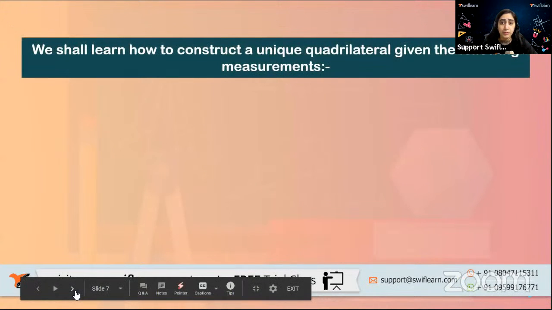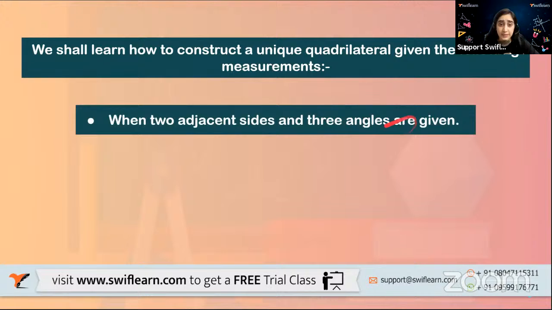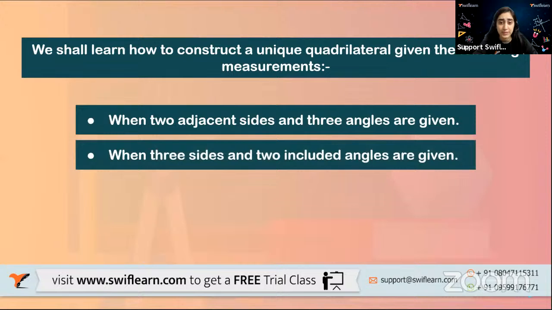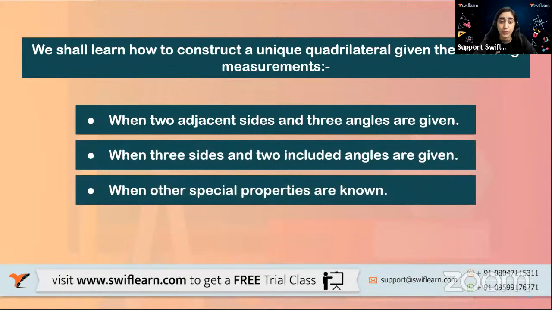These are the unique ones. They are when two adjacent sides and three angles are given. So two adjacent sides and three angles are given. This is the third one, all right. And the fourth one would be when three sides and two included angles are given, all right. And the other one is when other special properties are given.